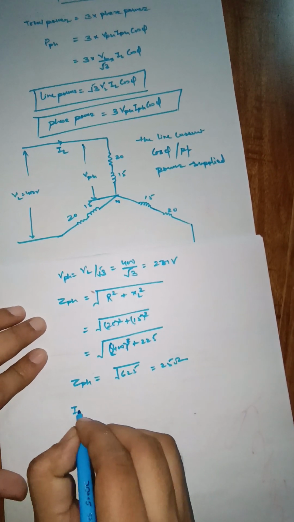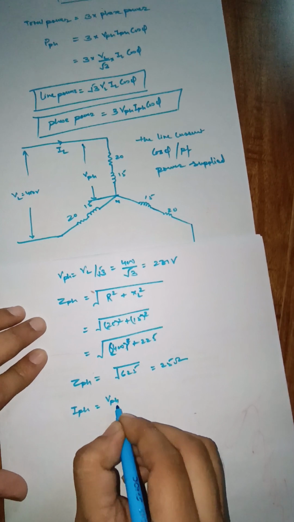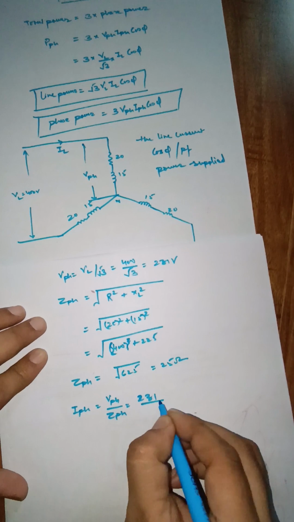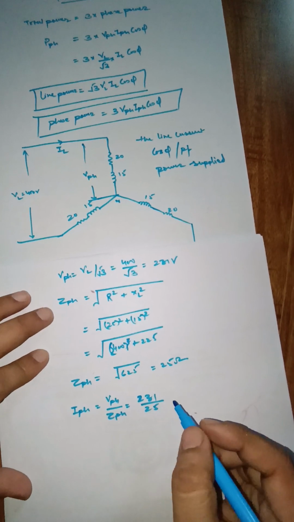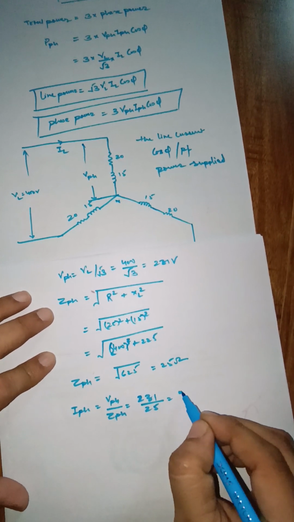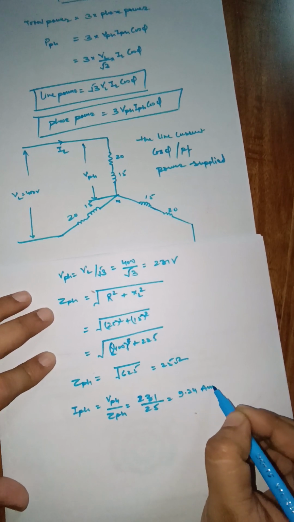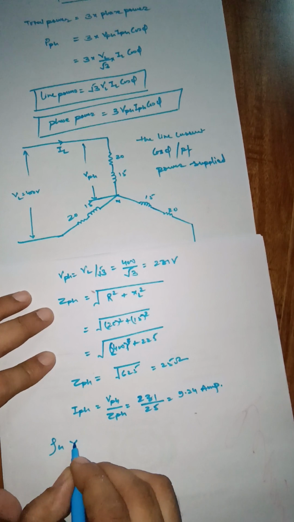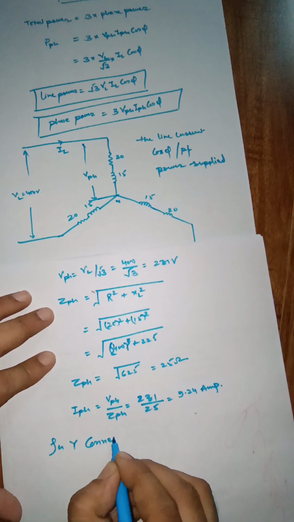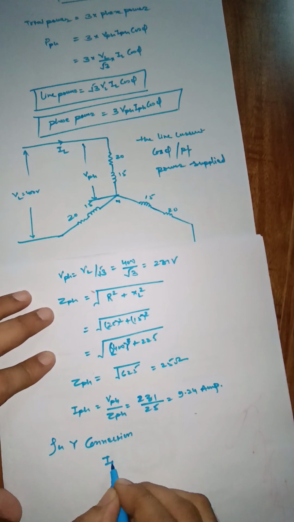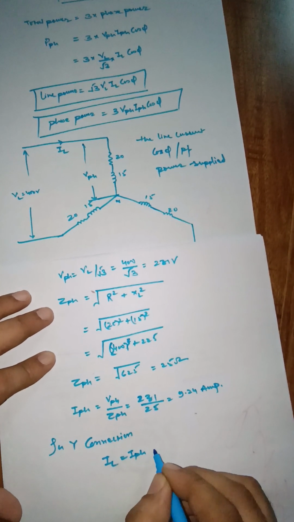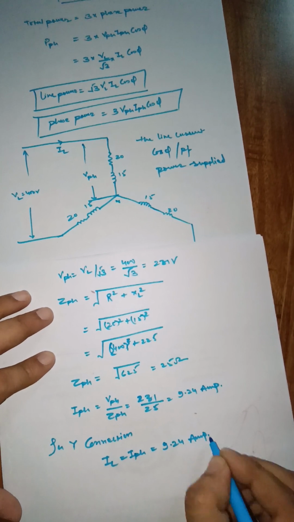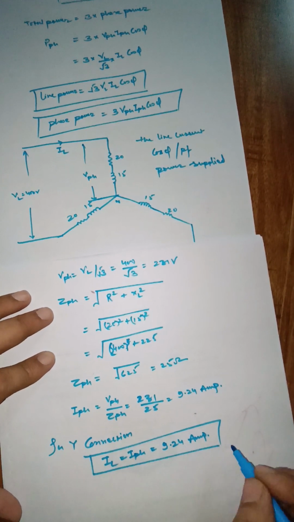Now the value of current IPH will be equal to VPH upon ZPH. VPH is 231 volt, so 231 volt upon 25. So the value will be 9.24 ampere. Here we know IPH. In star connection, IL is equal to IPH. Therefore, IL will be equal to 9.24 ampere itself. Current in line and phase will be the same.